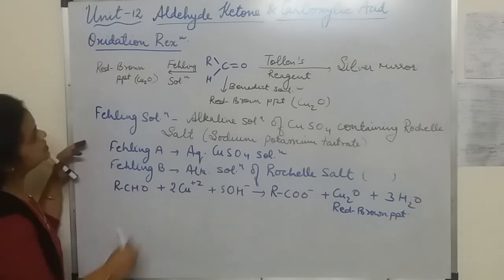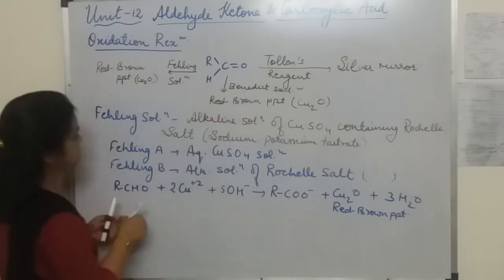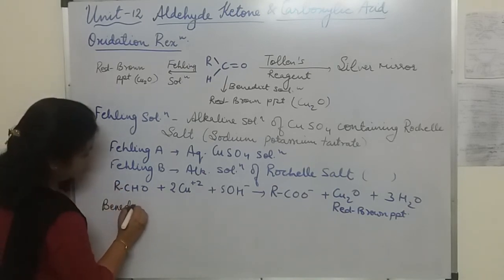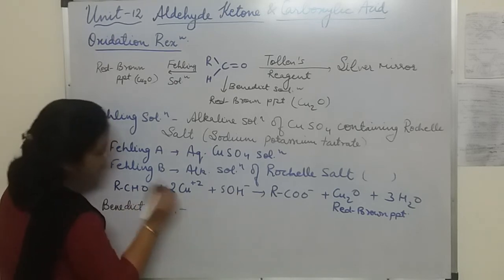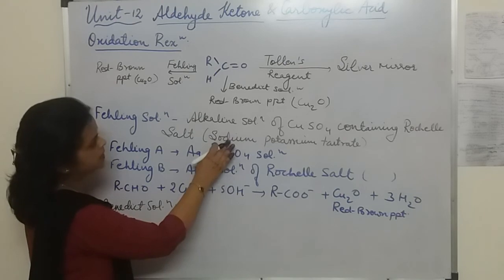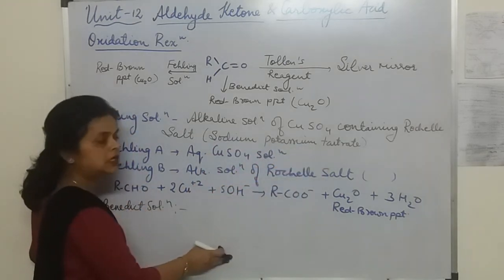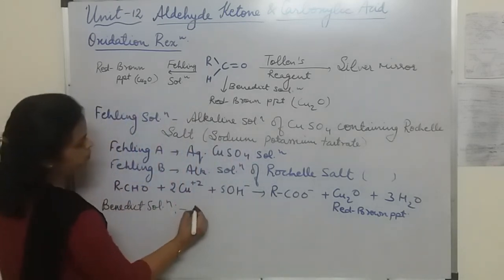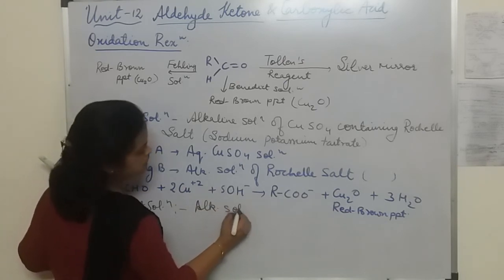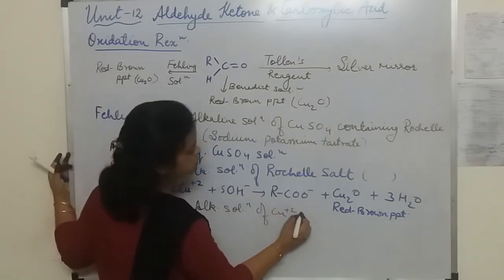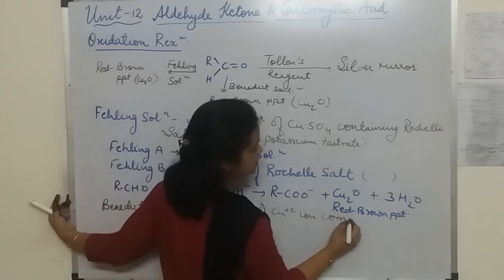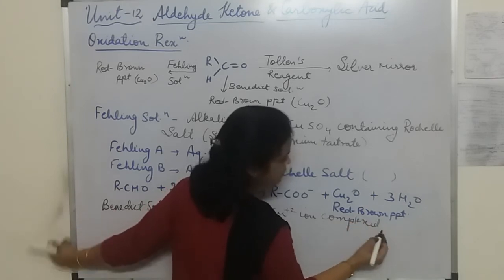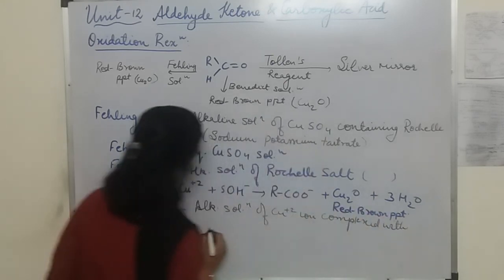And the third one is Benedict solution. Here students, Benedict solution is nothing but, you can just write it down, Benedict solution. It is also the same, but here instead of tartrate ions, we have citrate ions. So we can write down the definition. It is an alkaline solution of Cu plus 2 ions complexed with citrate ions.